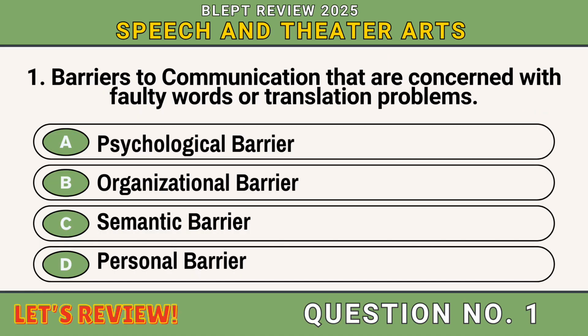Okay, question number one. Barriers to communication that are concerned with faulty words or translation problems. Is it A, psychological barrier? Is it B, organizational barrier? Letter C, semantic barrier? Or letter D, personal barrier? You only have 10 seconds to answer. Timer starts now.